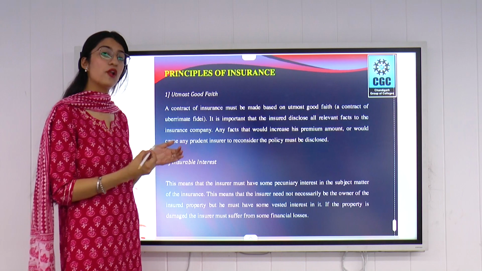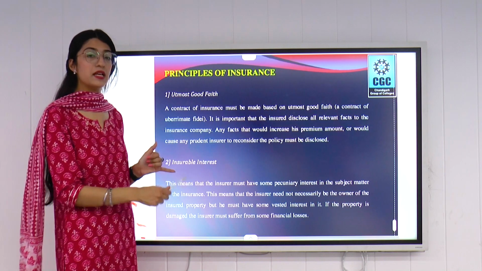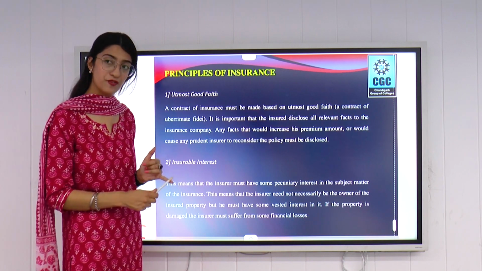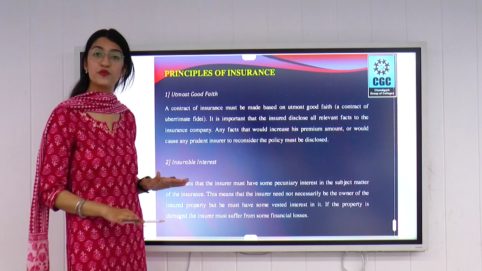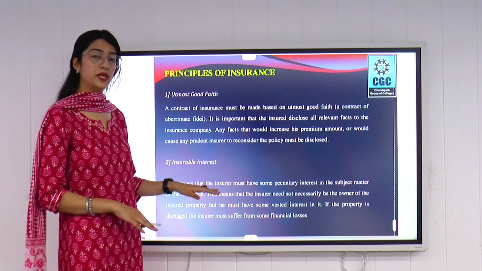In that case, we must always prove that we have an insurable interest in that. If there is an absence of insurable interest, then the company is not going to pay the compensation. Now, what is insurable interest? The point over here is not ownership.